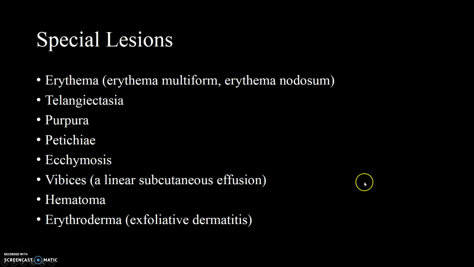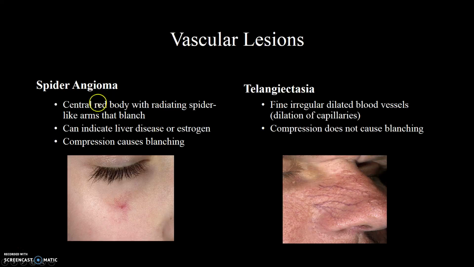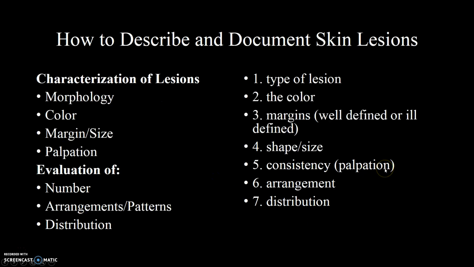Just be aware that there's this category of special lesions that might not follow the normal descriptors, as I've mentioned above. I gave you a couple of visual examples of a spider angioma and a telangiectasia and the definition. So, are these lesions vascular in nature? There's really not that many vascular lesions, but there's certainly more than appear on this slide. But recognizing those handful of vascular lesions could improve the health outcome of your patient. So, let's get to how to describe and document skin lesions.